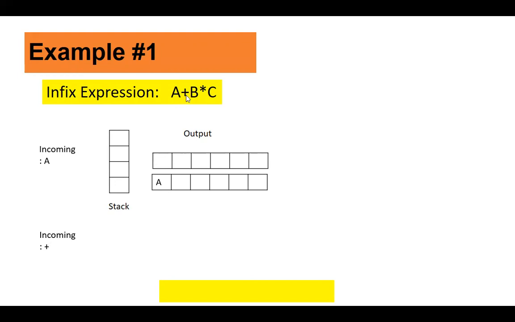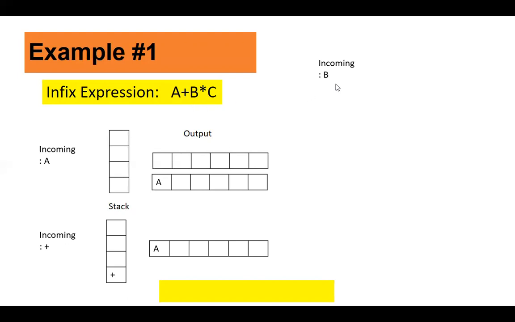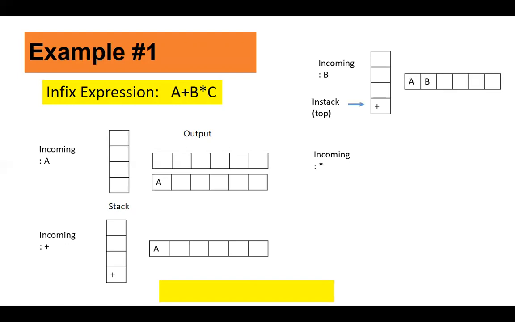Now next, what you read is plus. After A, you read plus. Plus is an operator, and your stack is empty. So what you do is just add that plus onto the stack. Just add that incoming operator onto the stack and your output remains unchanged. Now next, what you read is B. So incoming is B, which is an operand. So the stack remains unchanged, and you just add it to the output. B is incoming and it is added to the output. And now the stack top is pointing at the plus operator.